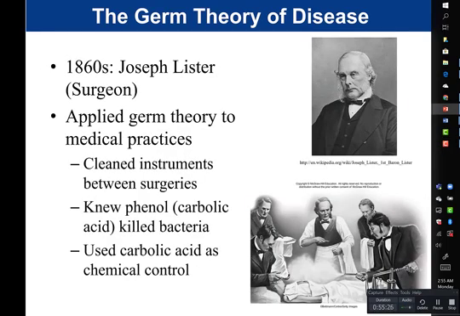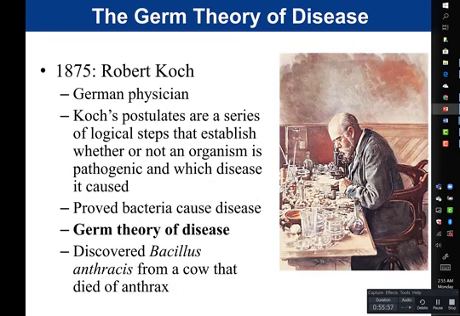1860s, we have Joseph Lister, who was a surgeon. He applied the germ theory to medical practices, and he cleaned the instruments in between surgeries. He knew that phenyl or carbolic acid killed bacteria, and so he used that carbolic acid as a chemical control agent, basically to disinfect the surgical equipment between surgeries. 1875, Robert Koch, he was a German physician, and he came up with what's known as Koch's postulates.